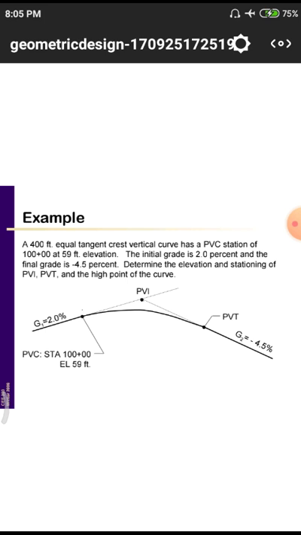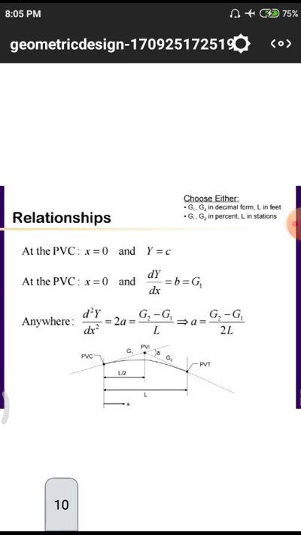Those are called PVC1, PVC2. By using this data, previously we have the formula. That means G2 minus G1 by L. That will give directly this A value.